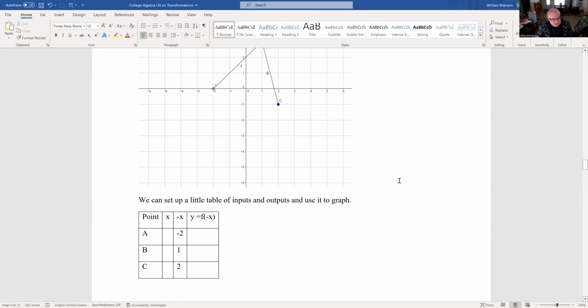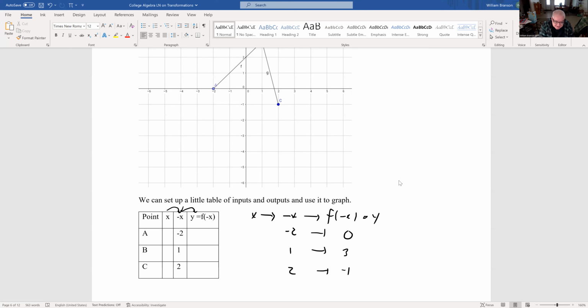So what about multiplying inside? Well, it's the same kind of thing that we saw every time we've done something inside. We have to think about this in a couple of steps, right? We take an x value, we multiply by -1 to get -x, and then we take that number and put it into the function to get our y. So if our -x values are -2, 1, and 2, well, if I plug -2 into the function, I get 0, right? Because that's point A, 3, and -1, B and C.